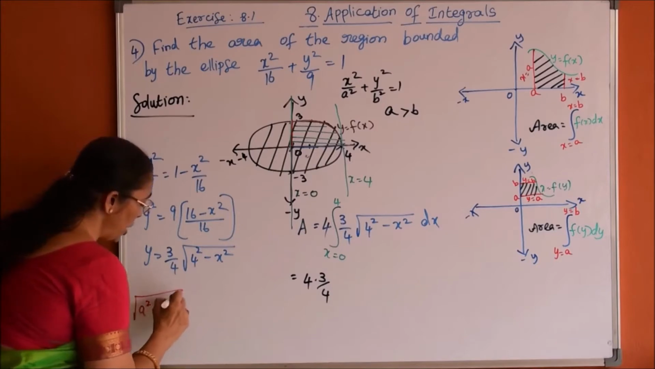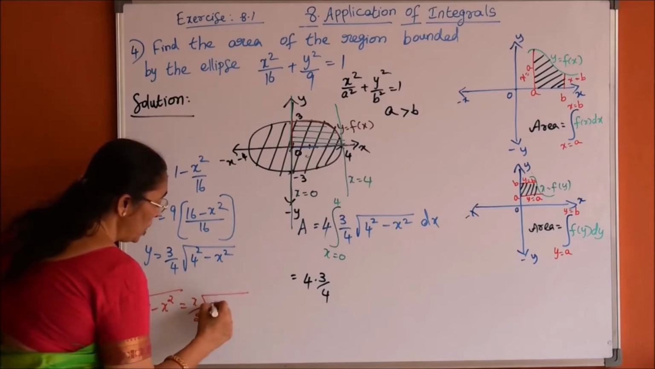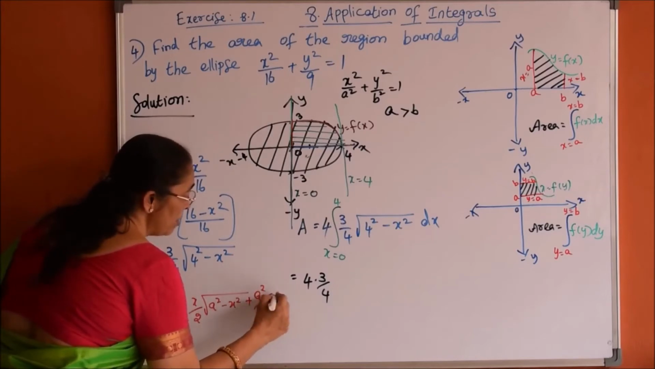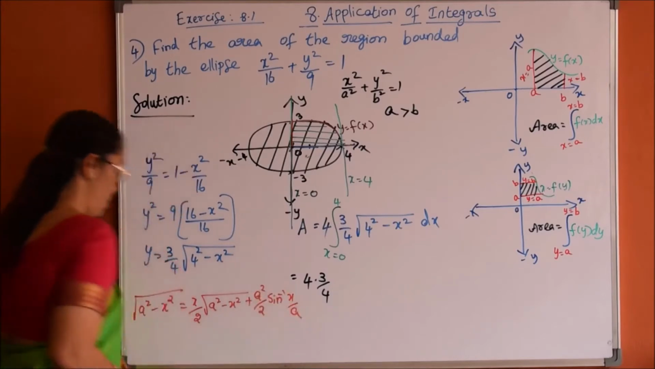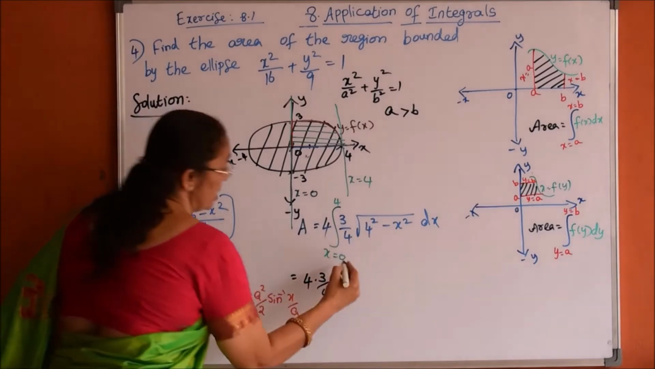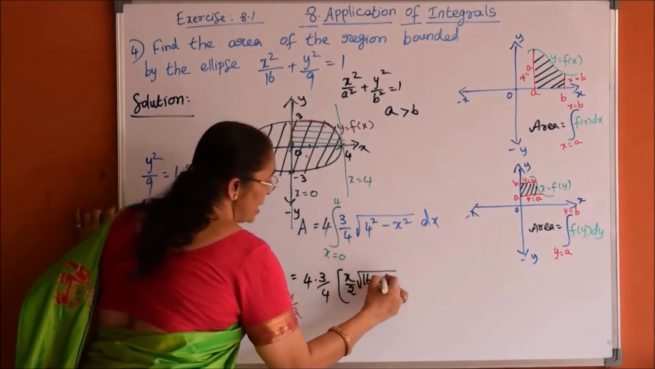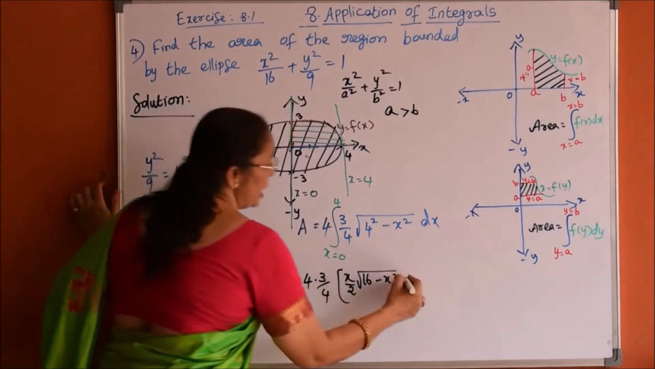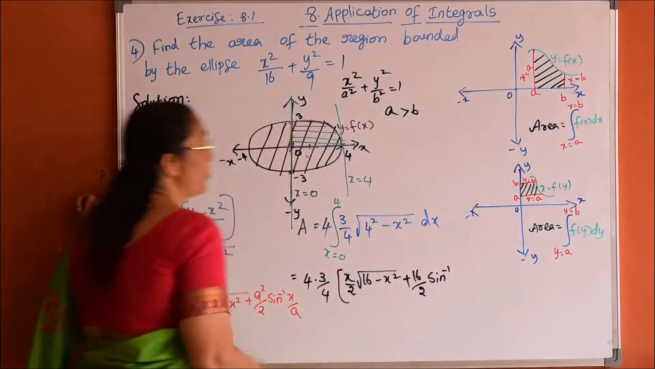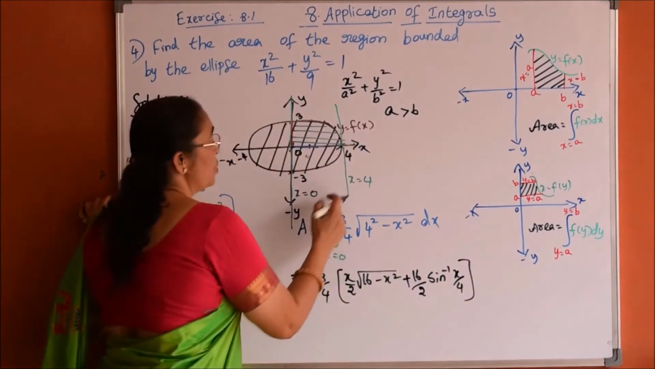Integration of root over a square minus x square is nothing but x by 2 root over a square minus x square plus a square by 2 sine inverse of x by a. So, using that formula, we will get x by 2, and our x is x only here. So, x by 2 root over 16 minus x square plus a square by 2. A square is 16, so 16 by 2 sine inverse of x by 4. We have to apply the limits 0 to 4.